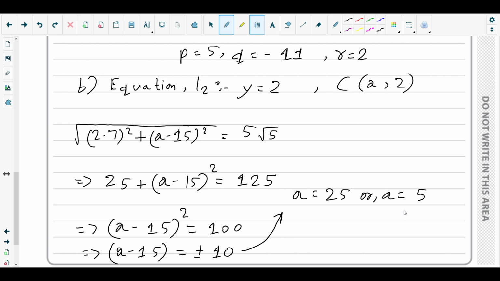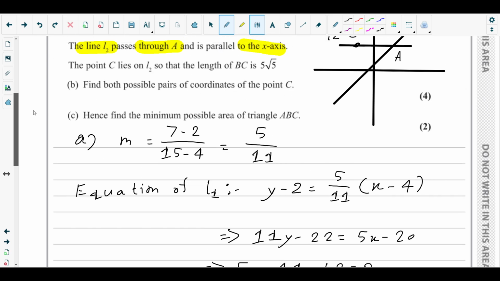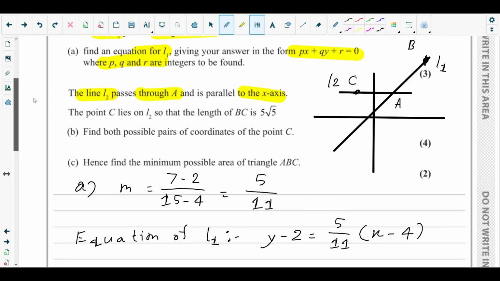So we got the two possible positions for C. Either C is (25, 2), x is 25, y is 2, or C is (5, 2). These are the two possible coordinates for point C. That's it. Next, part C.